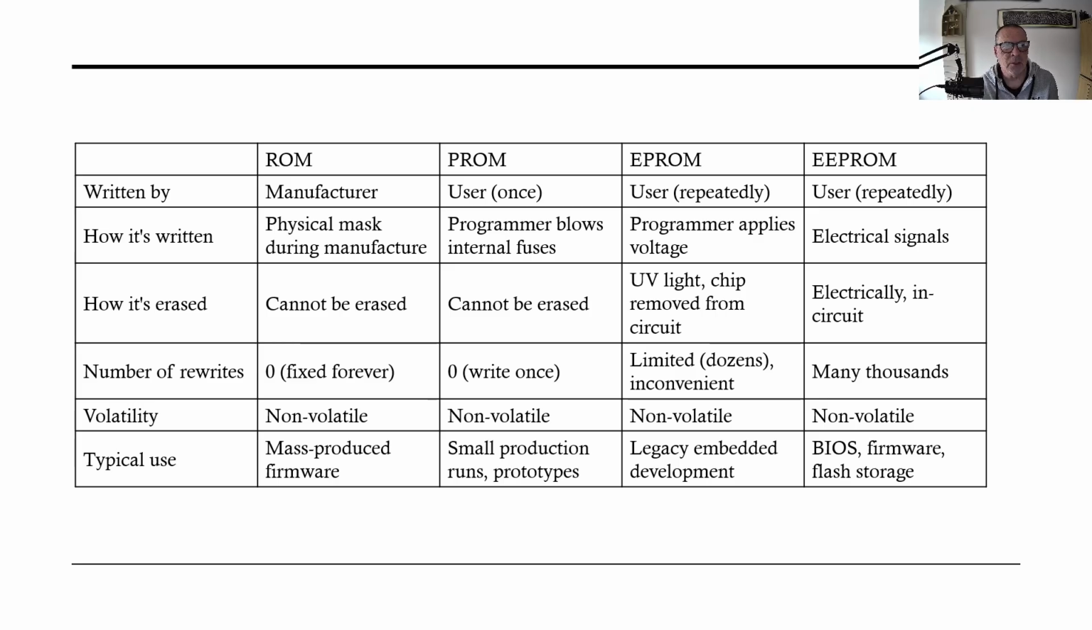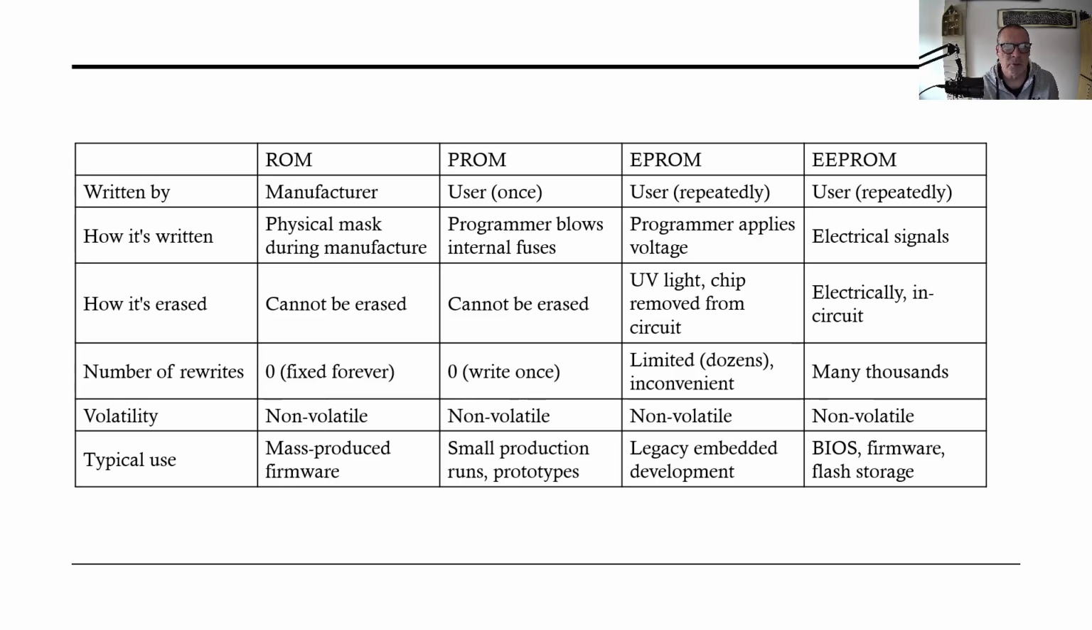PROM, the user writes it, but only once, so they program it. That's done by blowing fuses within the ROM. You can't erase it, so it's only written once. It's non-volatile, and you might use this for production, like prototypes, small runs, where you're testing something out and you just want to see if it works. And then later on, you might go to mass production.